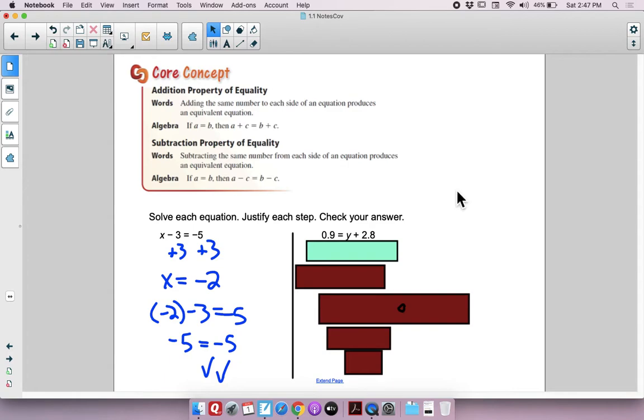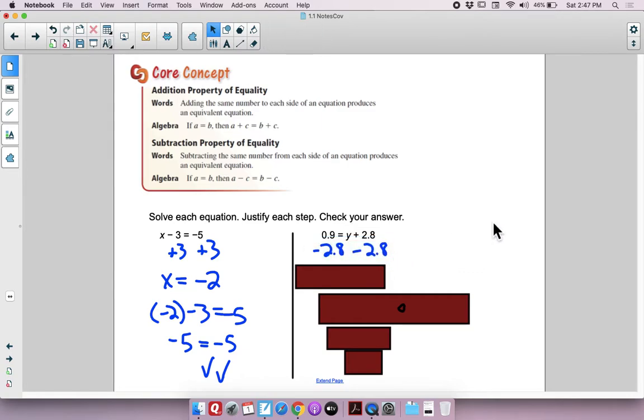Let's try the next one. Go ahead and give that one a shot. All right, I'm back. So obviously we want to get y by itself. Totally fine if the variable's on the right side. I know, I would kind of like it on the left, but it's okay. We can do it on the right. It doesn't make a difference.